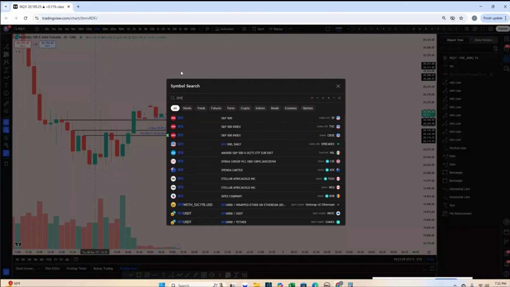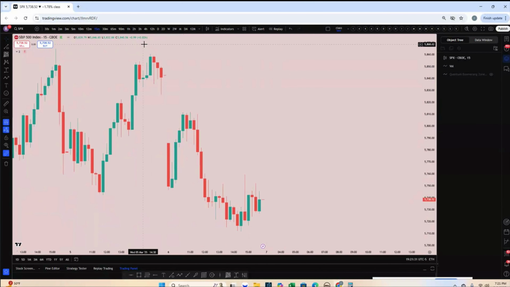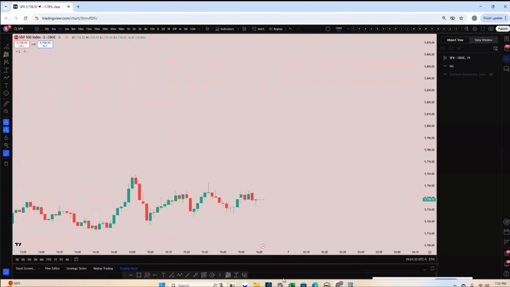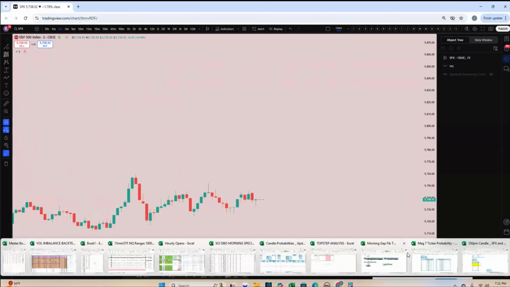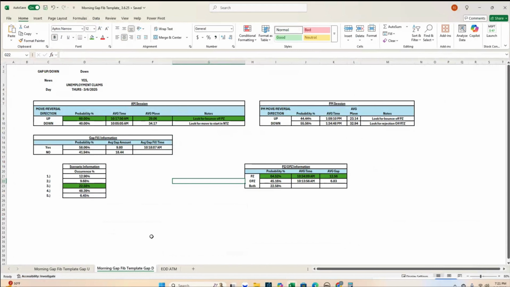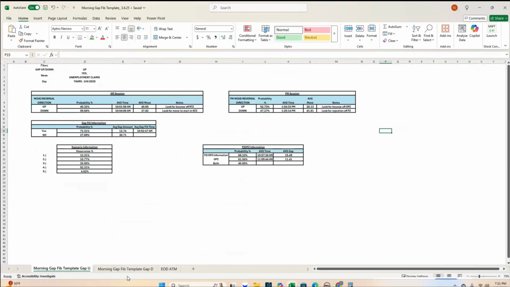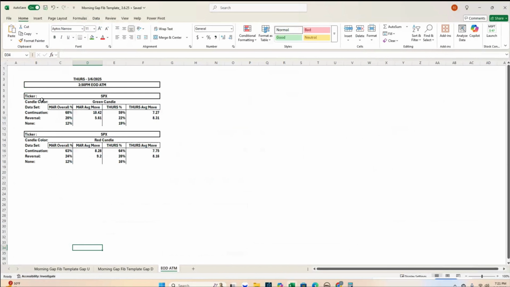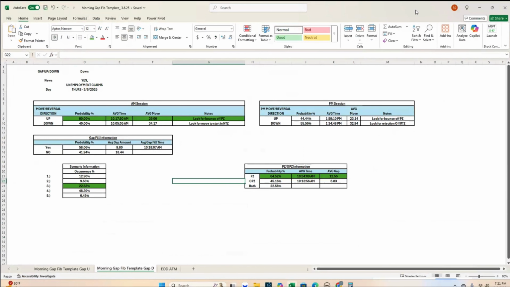So let's go to SPX, right? If you guys go to here, when I post this here, right? I post it every morning, right? And what I look for is, I post basically if we gap up or if we gap down, and I post the end of day stuff, right?